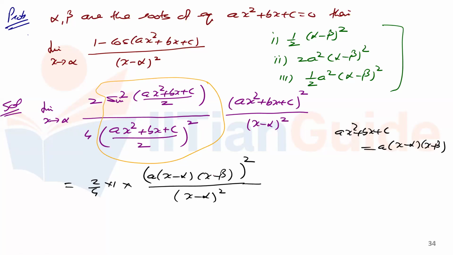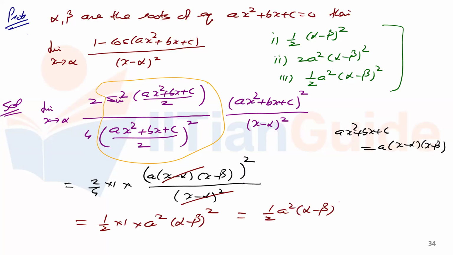So you have got the answer, okay? So x minus alpha whole square, this term will get cancelled. Now you are getting 1/2 into 1. After that, a square is there. Put x to be alpha. Then you are getting alpha minus beta whole square. So my answer is 1/2 a square alpha minus beta whole square. That is my answer. Clear है?